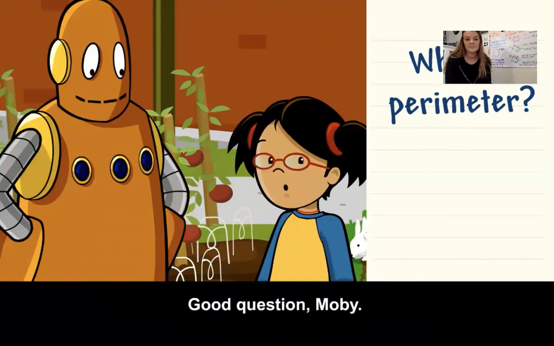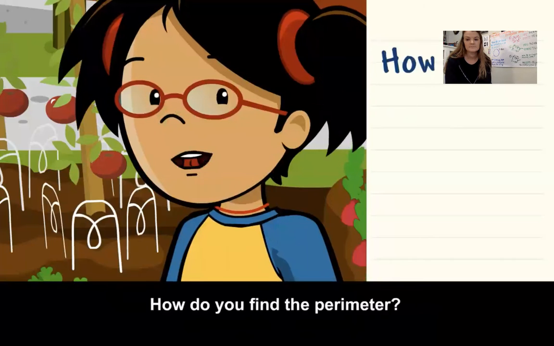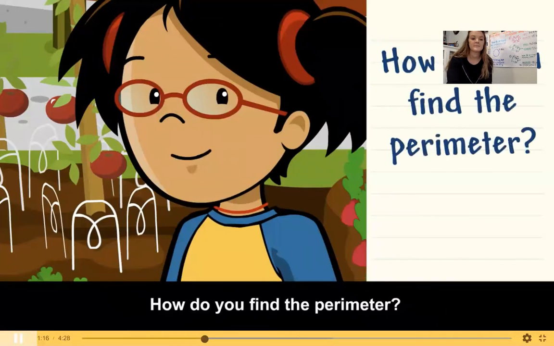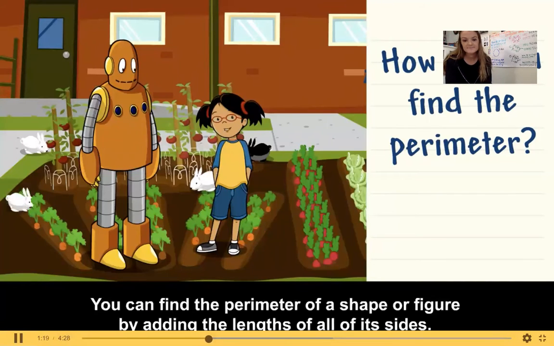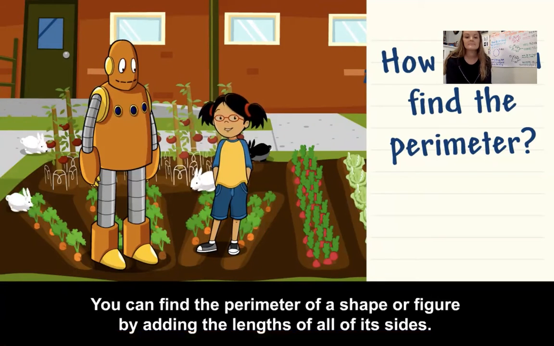Good question, Moby. How do you find the perimeter? We already know the answer to this. To find the perimeter, what do? Add up all of the side lengths. Let's see what Annie says. You can find the perimeter of a shape or figure by adding the lengths of all of its sides.